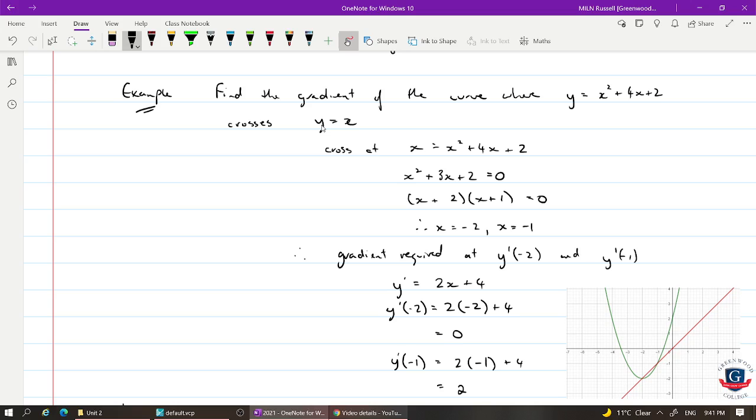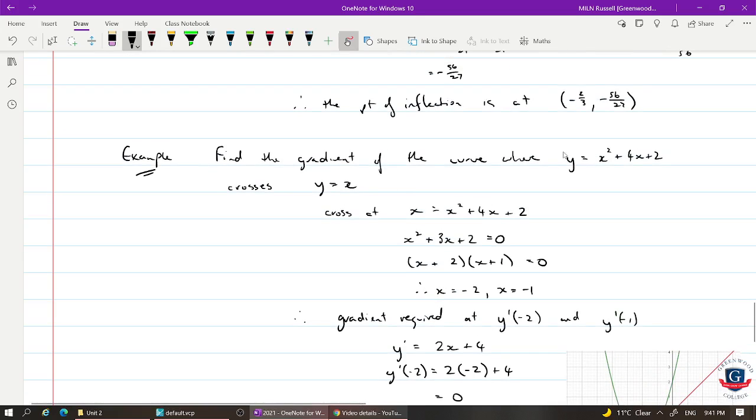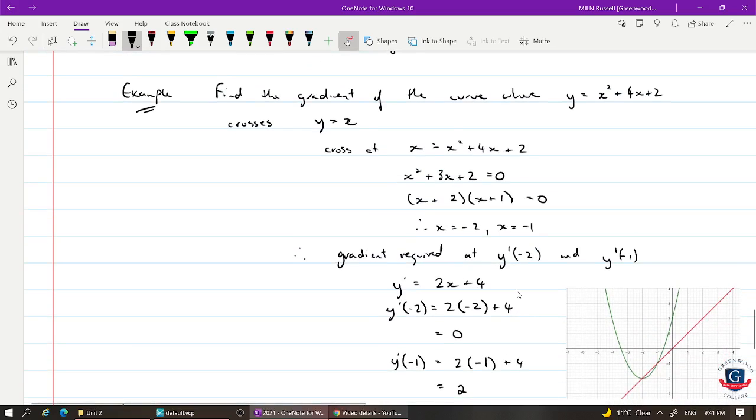Last example, find the gradient of the curve where this curve meets this line. So they cross when the y-coordinates are identical, so we can equate the y values together. We end up with this quadratic, we solve it, we find out they cross at negative 2, negative 1, which is consistent with the graph. We need the gradient at negative 2, negative 1, so find the first derivative of this, which gives us that. There's no point in finding the gradient of the line because we know it's 1 just by looking at it, and it's not what the question asks for.